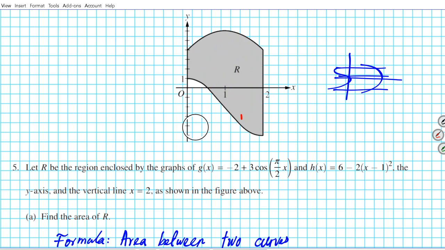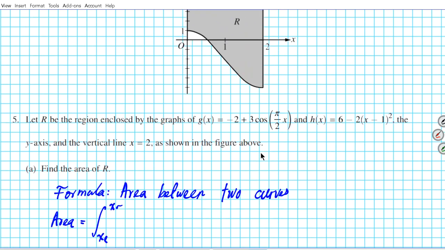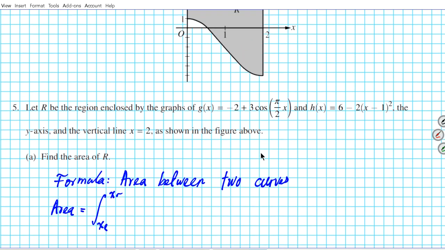All right, so this is a top-down configuration. We're going to be using integration with respect to x. That's why I have x left, x right of the function on the top minus the function on the bottom, and this entire thing, these are functions of x, dx.